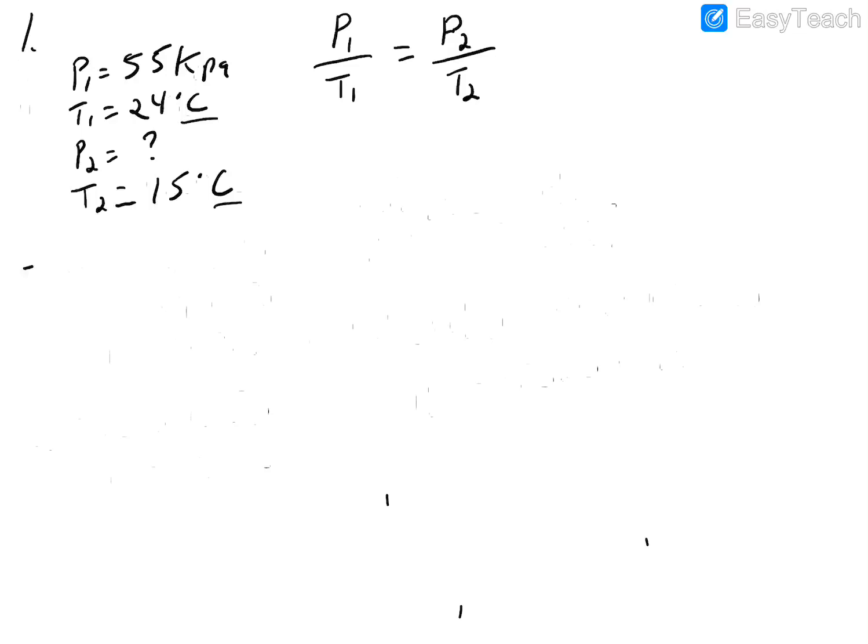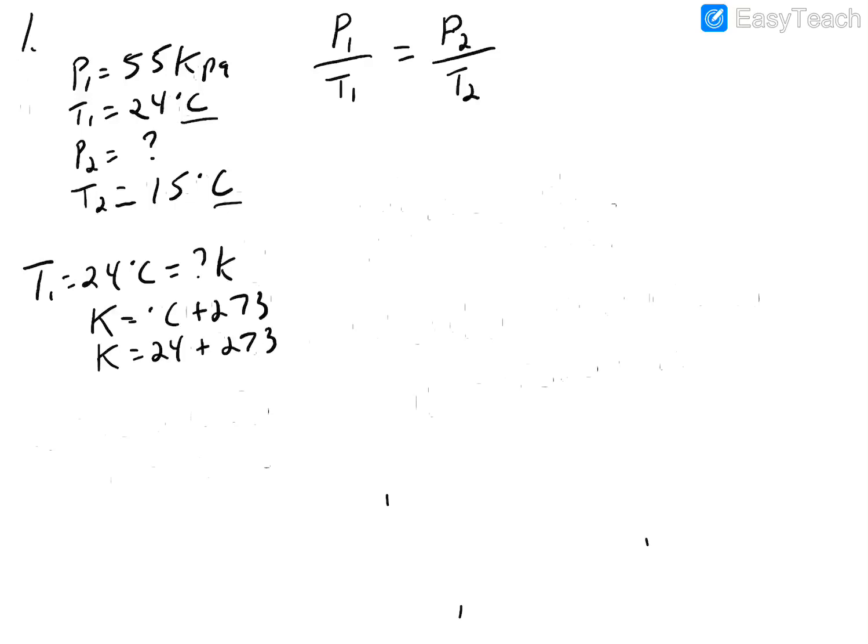So let's look at T1. We have to convert 24 degrees Celsius to Kelvin. So we know that Kelvin equals degrees Celsius plus 273. Kelvin is going to equal 24 plus 273, and Kelvin is going to equal 297 Kelvin. That's our T1.